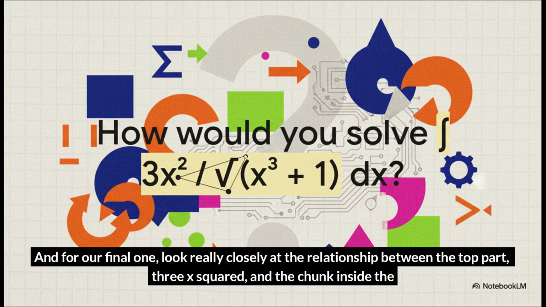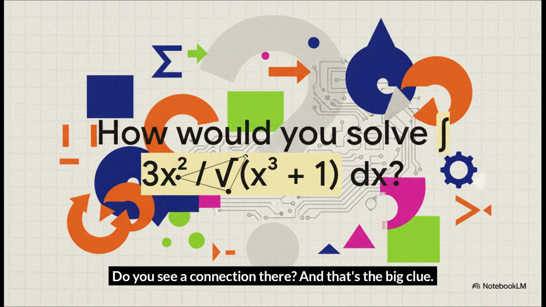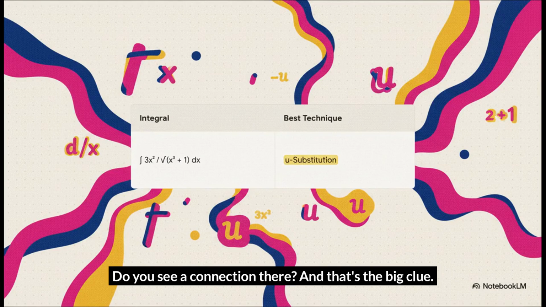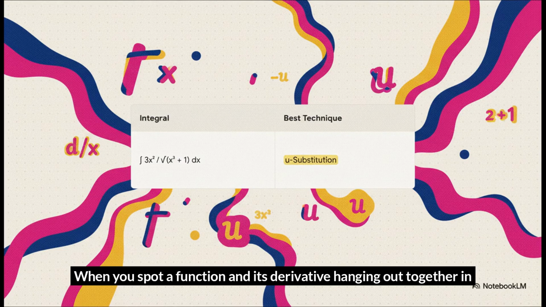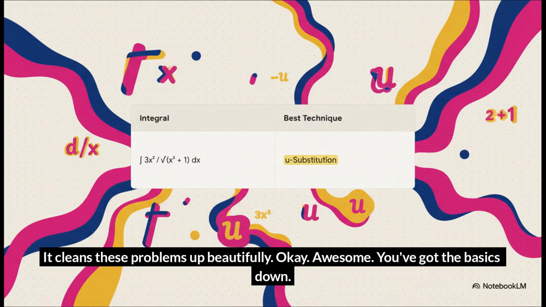And for our final one, look really closely at the relationship between the top part, 3x squared, and the chunk inside the square root, x cubed plus 1. Do you see a connection there? And that's the big clue. 3x squared is the derivative of x cubed plus 1. When you spot a function and its derivative hanging out together in an integral, that is a massive flashing sign to use U substitution. It cleans these problems up beautifully.